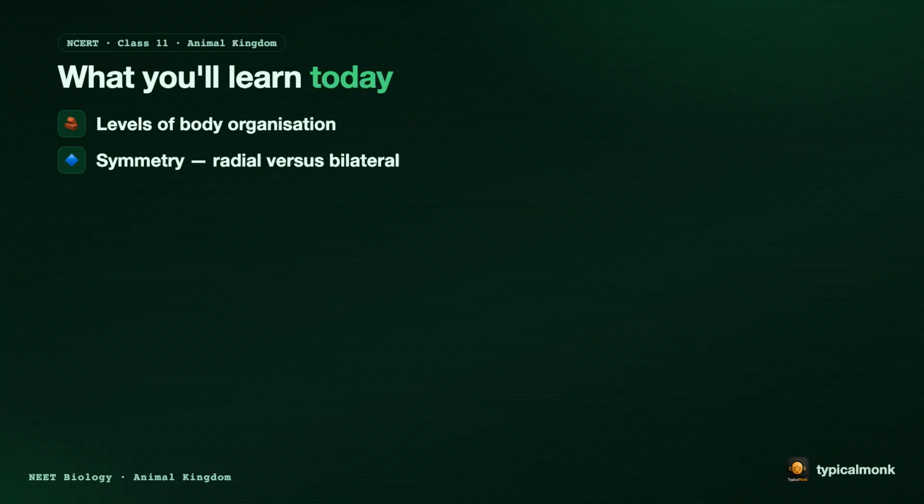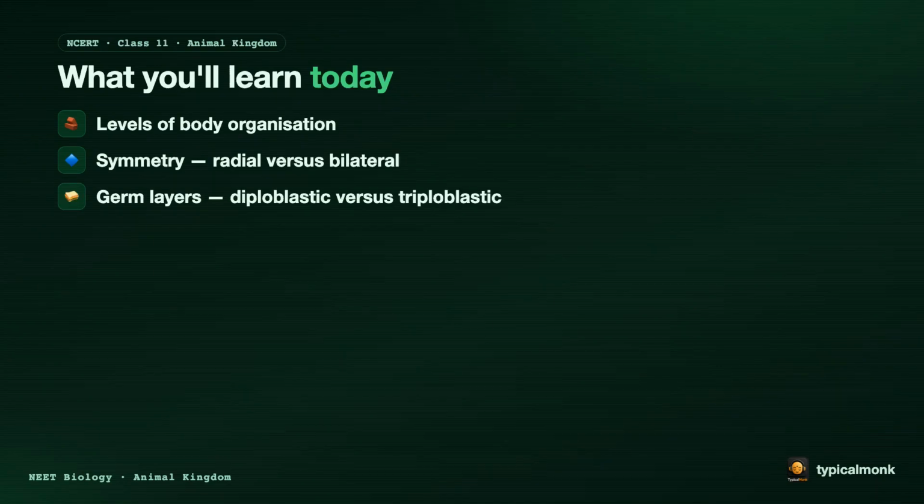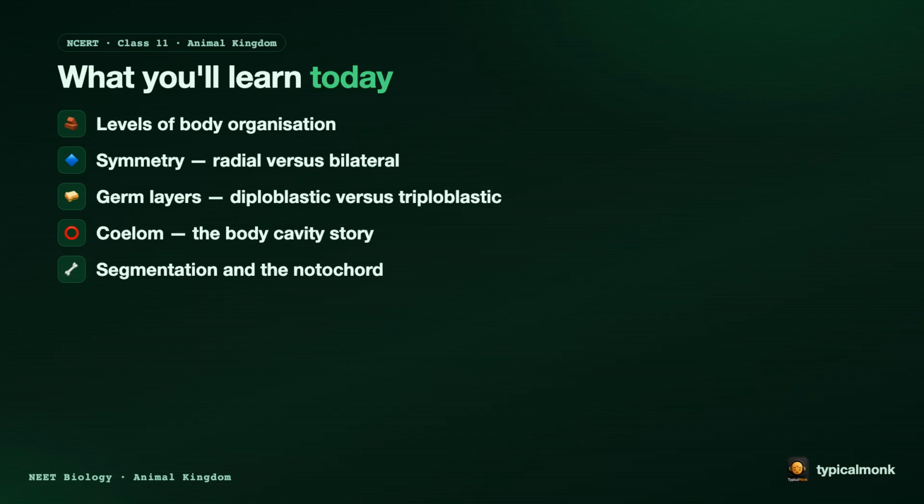First, the levels of body organization. Second, symmetry, radial versus bilateral. Third, germ layers, diploblastic versus triploblastic. Fourth, the coelom, the whole body cavity story. And fifth, segmentation and the notochord.